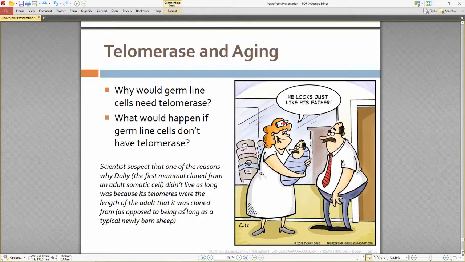So, what would happen if germline cells didn't have telomerase?